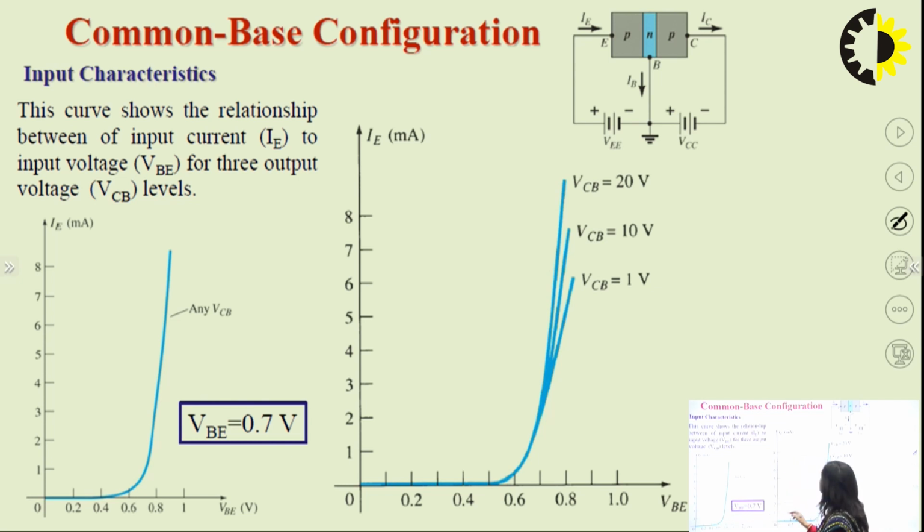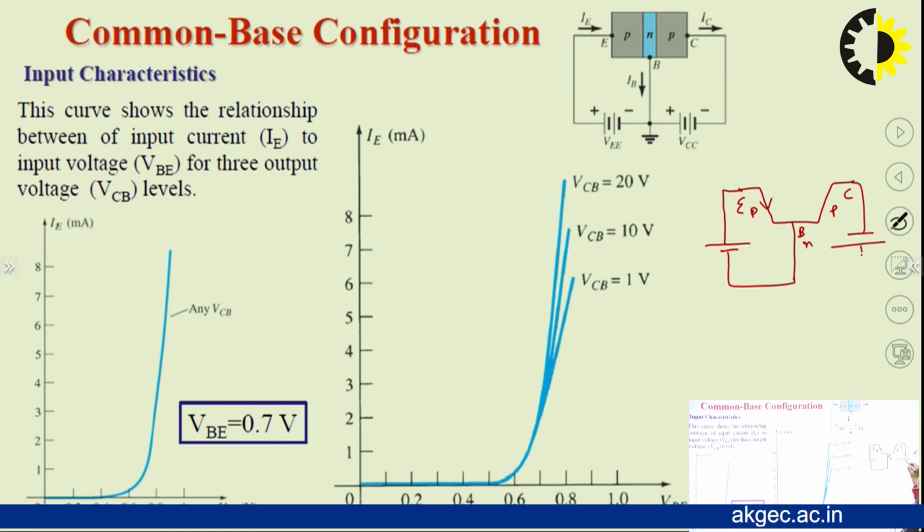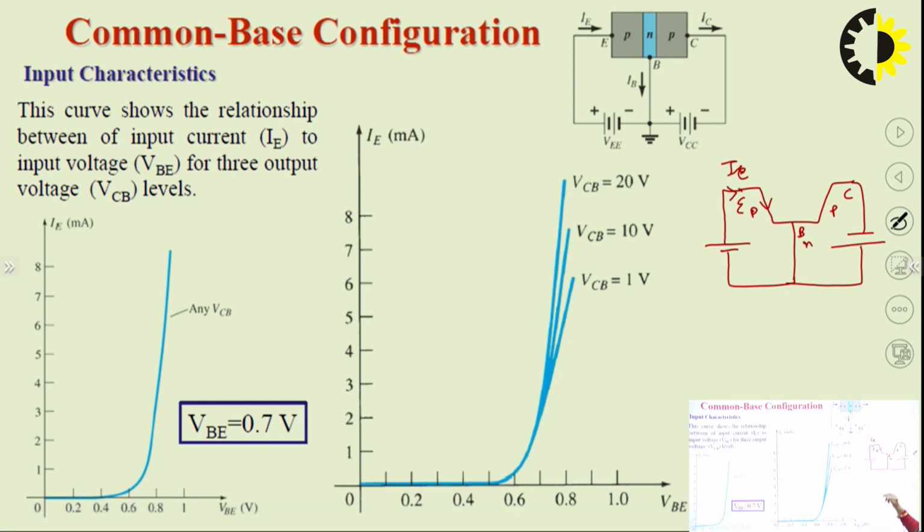So we have seen in common base configuration, this is emitter, this is base, and this is collector. And we are taking the PNP transistor, P, N, and P. So direction of current will be in this way, and your emitter base part will be forward bias, and this part will be reverse bias. Collector base junction is reverse bias and emitter base junction is forward bias. So the arrow is in this direction, so current IE would be in this direction. So this is the direction of IE.